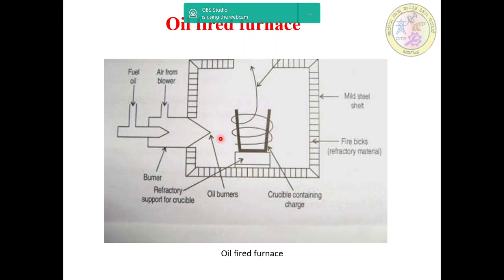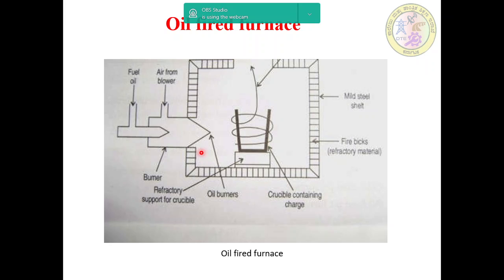The oil from the burner is ignited, and the desired flame is controlled by the valves. After the metal melts and attains the desired superheat, the crucible is taken out and the molten metal is treated and poured. In the previous one, coke is used for melting; here oil is used for heating the ingots.